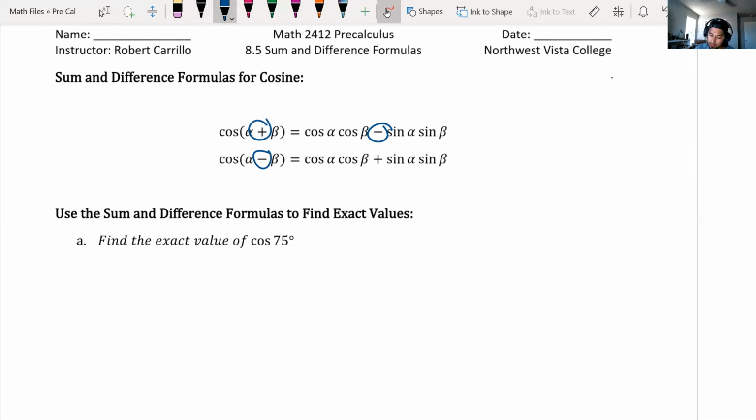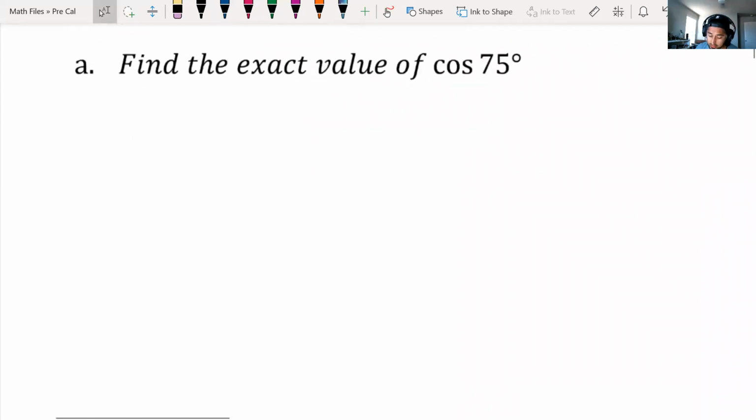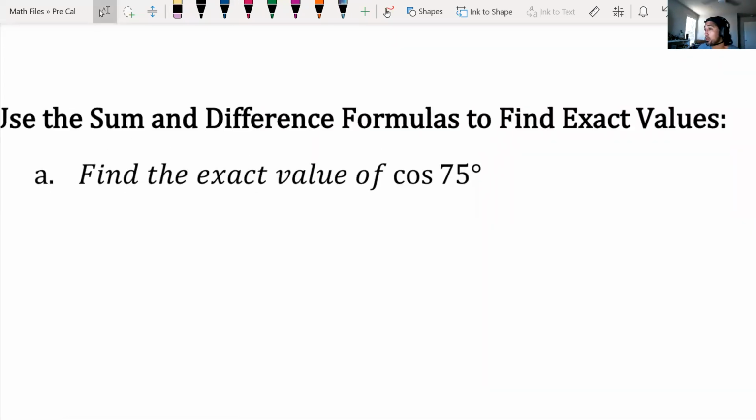Okay, so our goal is to find the exact values of these trig expressions using the sum or difference formulas. So I'll show you how these work. Okay, but let me do this real fast. Not double angle. Okay, cool. And you'll definitely need your unit circle for this. Okay, so find the exact value of cosine of 75.